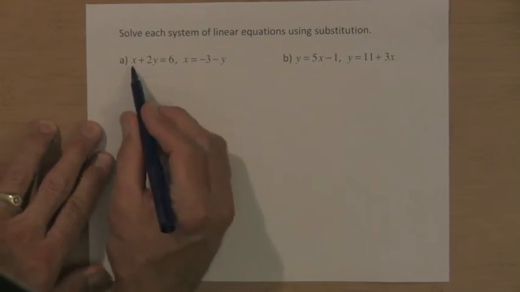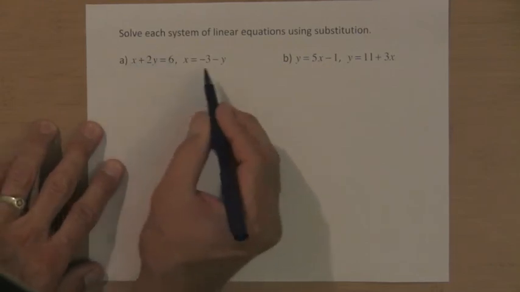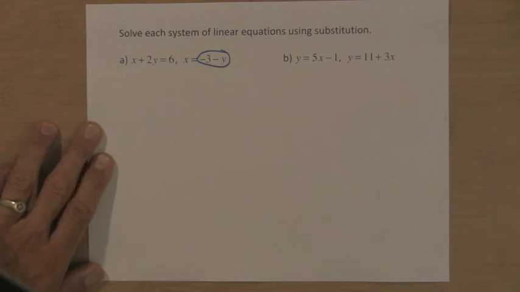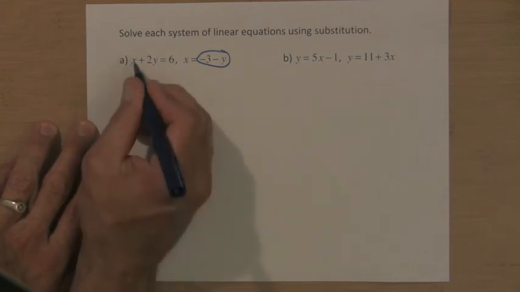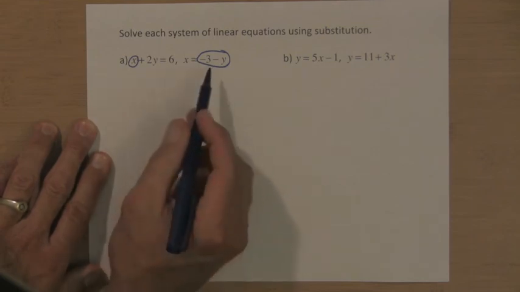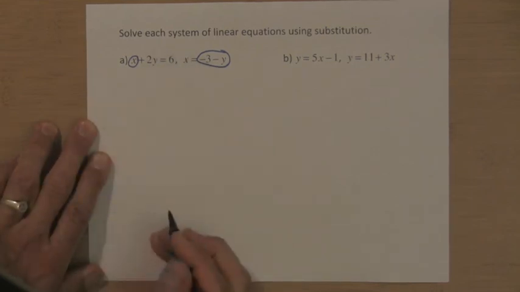First one, I'm checking first to see what can I use to substitute. This equation says that x plus 2y equals 6. It doesn't tell me what x equals or y equals. The second one says x equals negative 3 minus y. I'm going to choose this for my substitution amount because x is by itself on one side of the equal sign. And I'm going to substitute this value of x with what the second equation did. So I'm going to kind of substitute the two equations together inside one another.